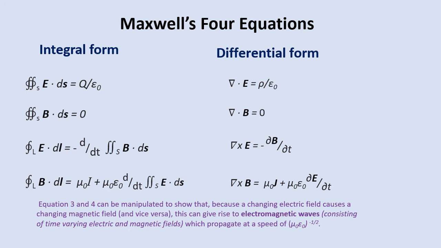One thing that came out of equations 3 and 4 is the possibility of electromagnetic radiation, in which a changing electric field continually gives rise to a changing magnetic field and vice versa.